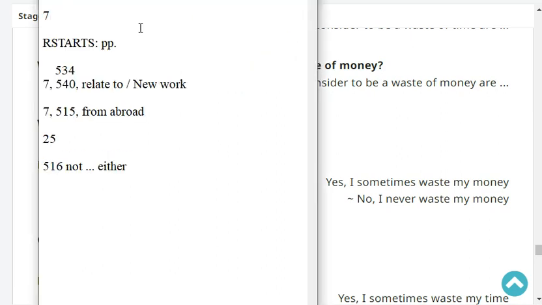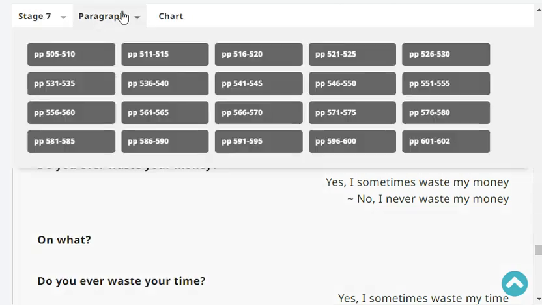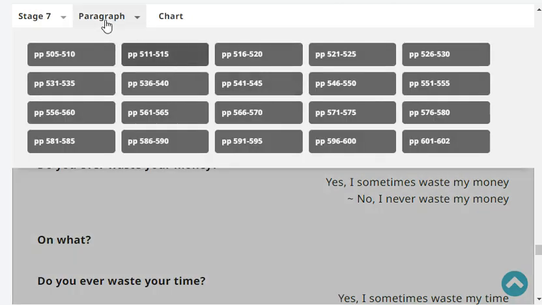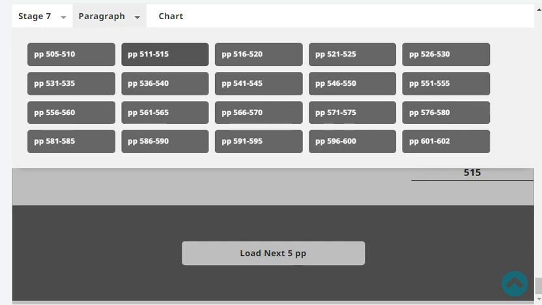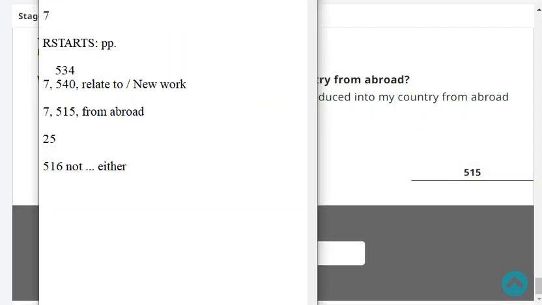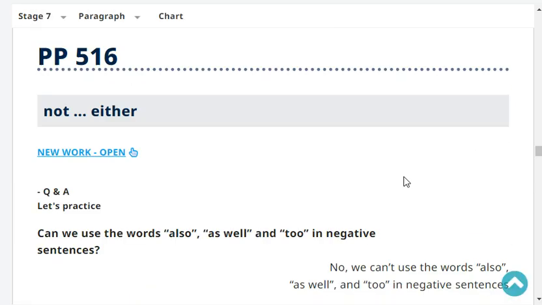Okay, so now let's move on to reading. Very good. So our reading is at stage 7, page 515. Okay, and our last headword was from abroad. Okay, please start at page 516. Just a moment, please. Okay. From.